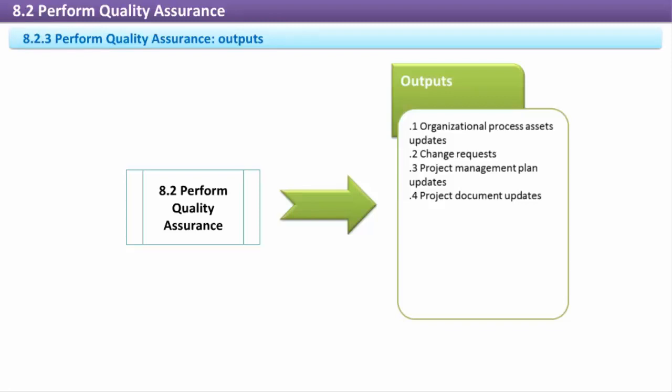Project management plan updates. Quality assurance activities and approved changes relating to quality can impact several components of the project management plan, including the quality management plan, schedule management plan, and cost management plan. Project document updates. Audits, training materials, checklists, and process documentation are usually impacted by quality assurance activities.